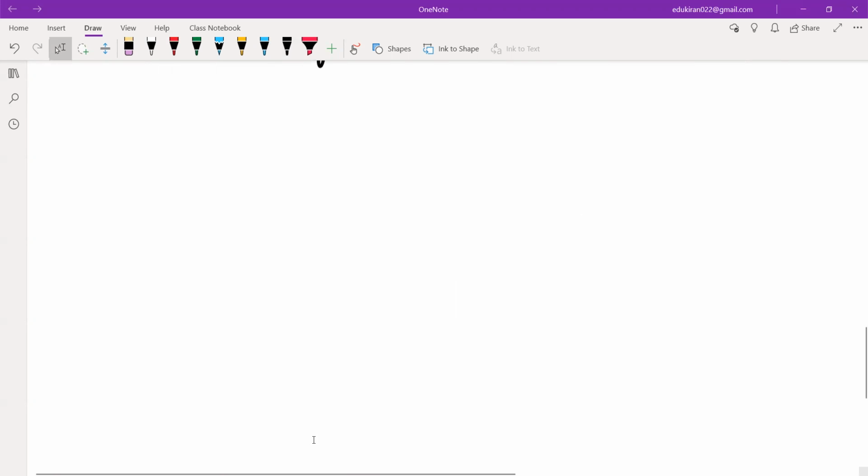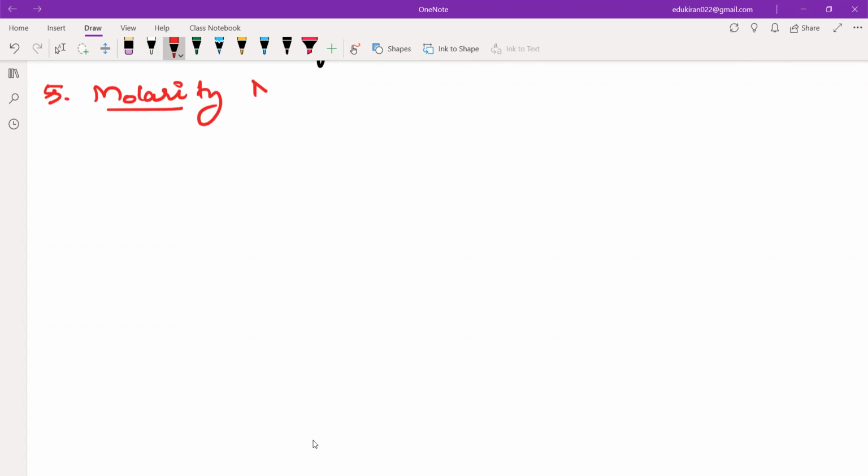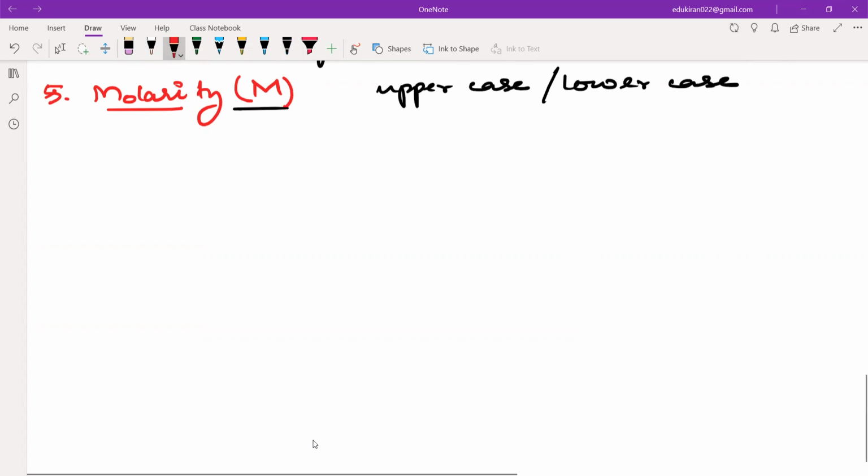Let us get back to concentration terms. Now, the next concentration term is your favorite, chemistry's favorite, everyone's favorite, the fifth one, which is molarity. It is denoted by capital M, that is uppercase M. Does anyone know why it is called uppercase and lowercase? Google the etymology of uppercase and lowercase. It is an interesting story. You will learn some things about typography.